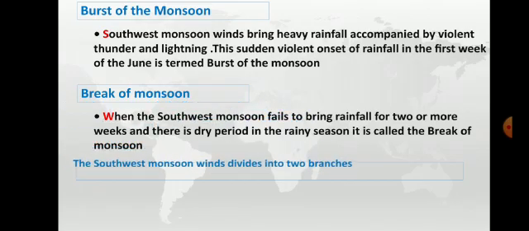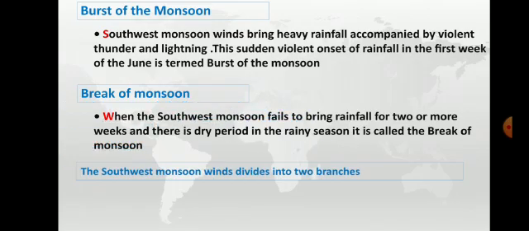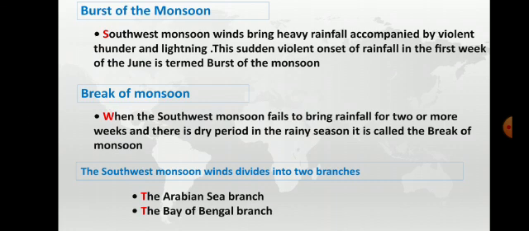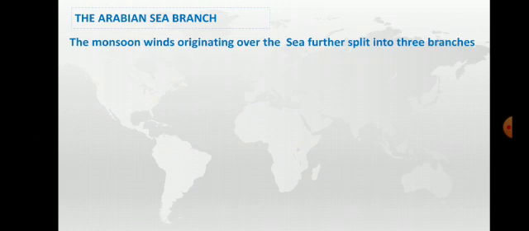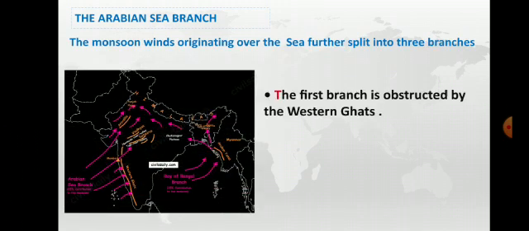Next we'll see the southwest monsoon winds divide into two branches, that is the Arabian Sea branch and the Bay of Bengal branch. The Arabian Sea branch is again divided into three branches. So the first branch is obstructed by the Western Ghats. Towards the Western Ghats you can see the arrows are shown. So it is the first hit of the Arabian Sea branch.